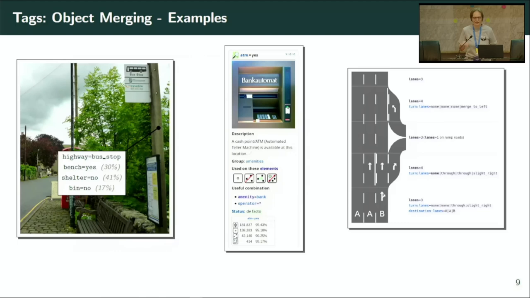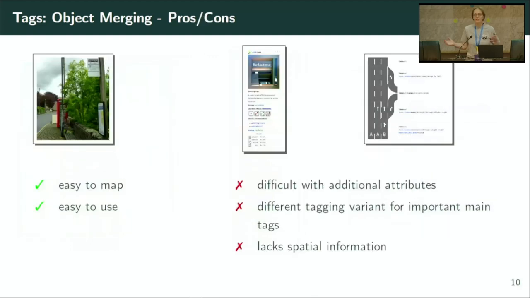Pros and cons. Well, the pro is very clear. It's really easy to map. It's easy to use because you still have only one OSM object, so it fits well with our tool chains. You get into trouble when you want to add additional attributes. We see this with the lanes, where you get all these bars and semicolons, and you have to get it right and do the counting correctly. So this is a problem.